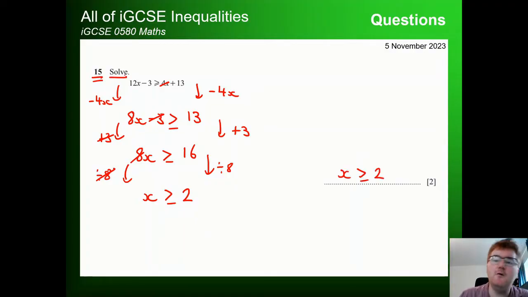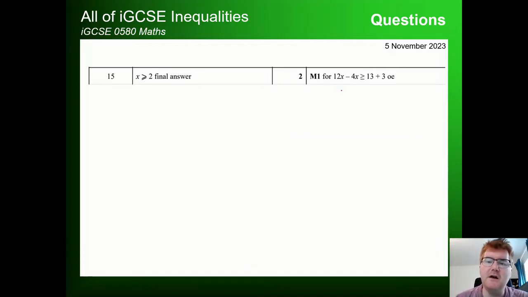So when we have to solve, we can just leave it as an inequality. That is absolutely fine. Again, there's the answers there and where you pick up that method mark. But make sure you're getting 2 marks on that and 1 mark on that question.